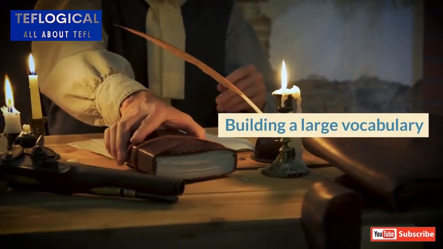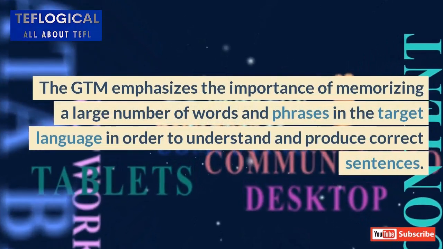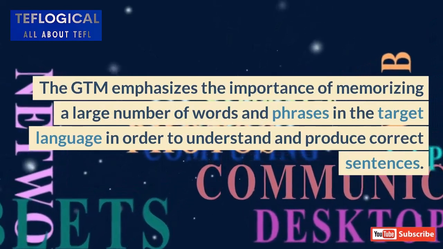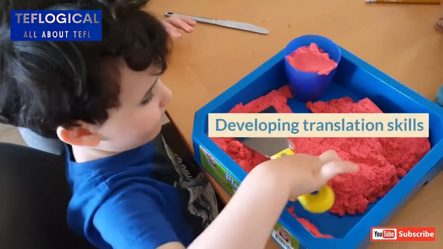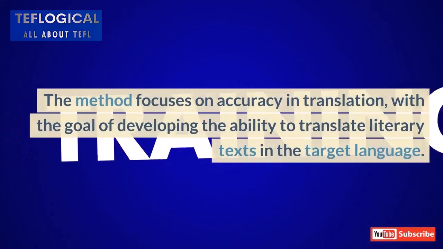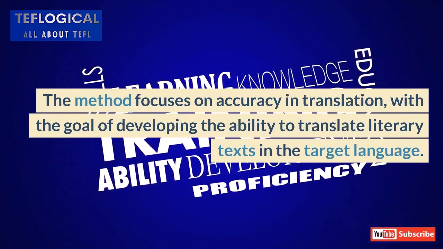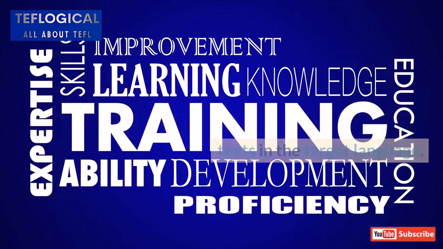Building a large vocabulary. The GTM emphasizes the importance of memorizing a large number of words and phrases in the target language in order to understand and produce correct sentences. Developing translation skills. The method focuses on accuracy in translation, with the goal of developing the ability to translate literary texts in the target language.